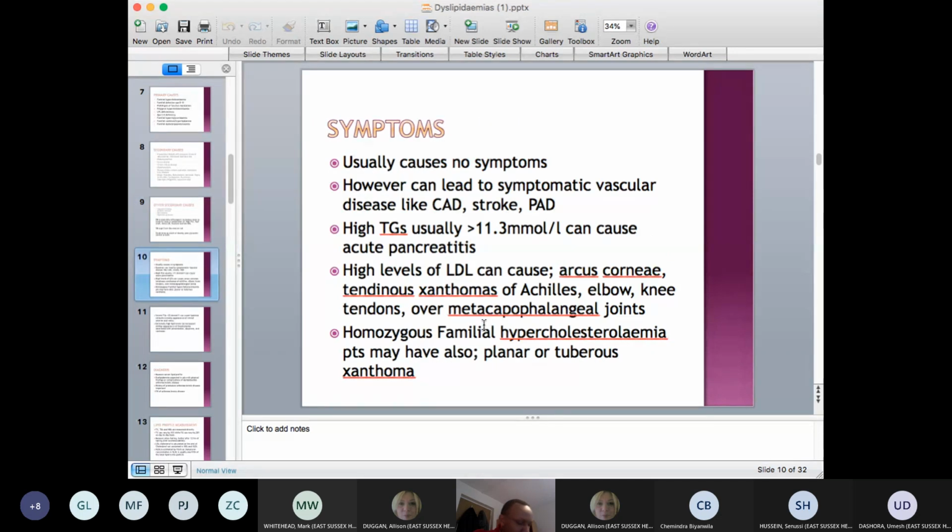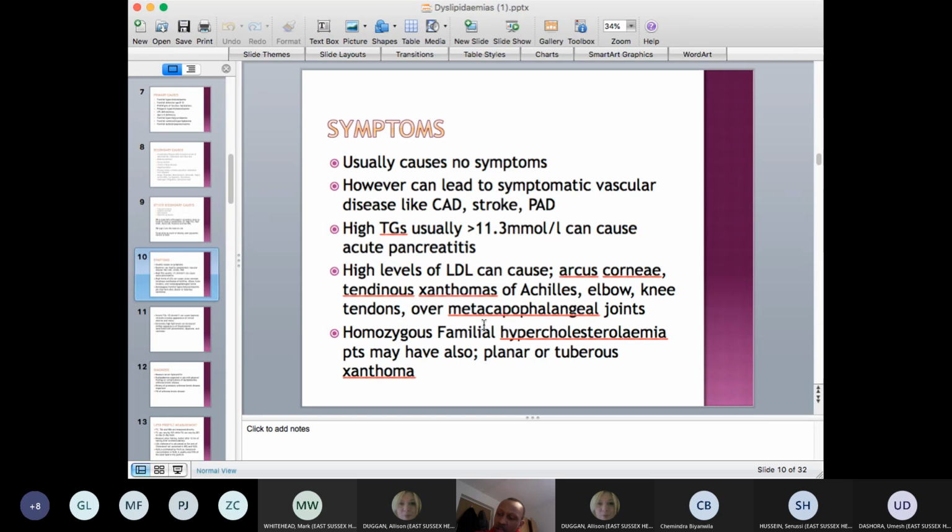So what are the symptoms of dyslipidemia? Usually dyslipidemia doesn't show any symptoms or any signs. However, it can lead to cardiovascular diseases, which are very, very important and are paramount in this case.